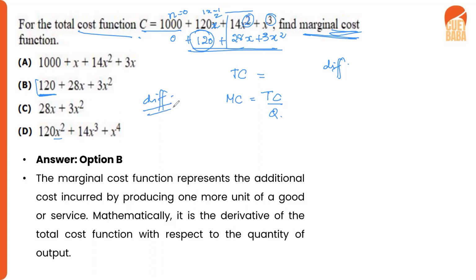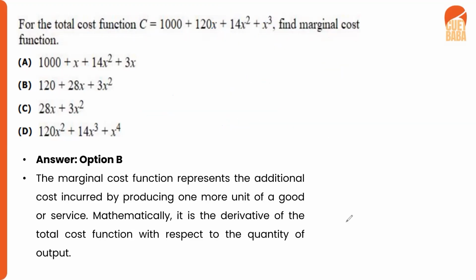So when we do the differentiation, it would be MC is equal to TC by q, and in this case the x. So here we have only one option that is correct, and that is 120 plus 28x plus 3x square, and that's a very easy question. So no need to give much explanation about this because it can be derived mathematically.